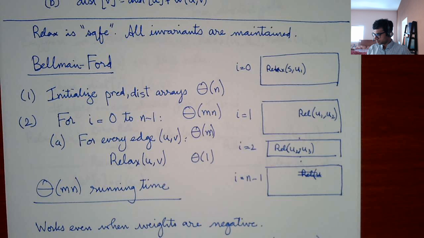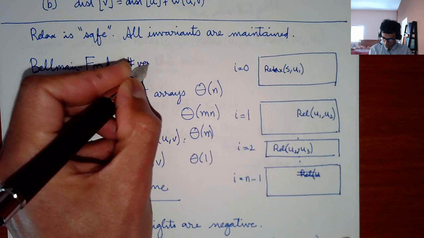Professor, what is n in line 2? I'm sorry, what is which? N? Yeah, n is the number of vertices. Okay, thank you. It's the number of vertices. M is the number of edges.